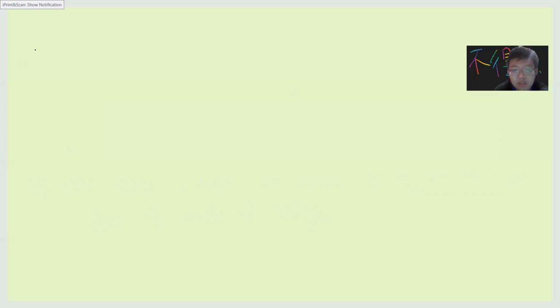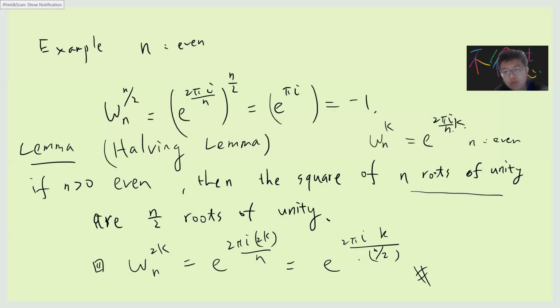You can easily check this: if you compute omega_n^(2k) to the n/2, it is easy to prove that it is omega_n^(nk), which is just 1.